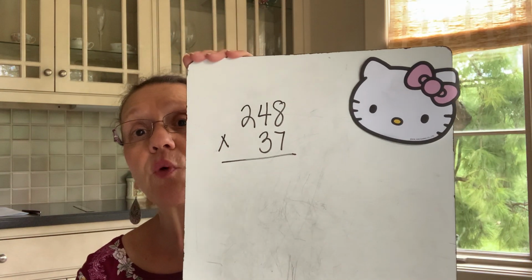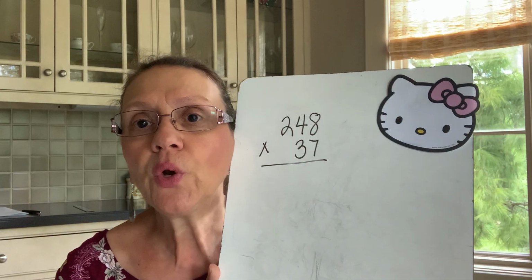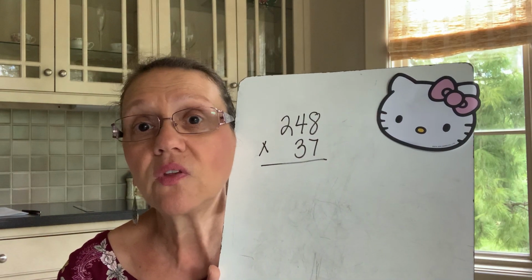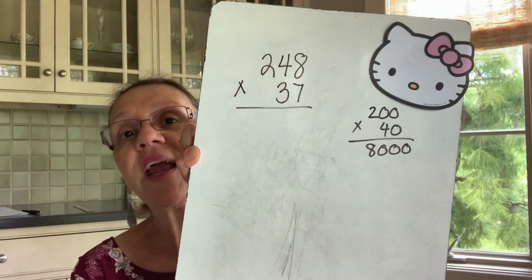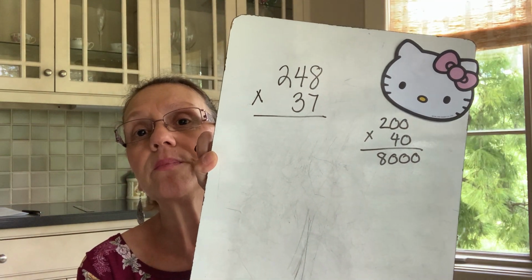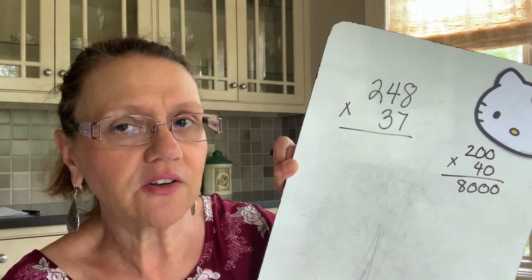So here's the question we're going to be doing. 248 times 37. What? It's not that hard. First step, quick and dirty ballpark estimate. I'm going to use compatible numbers. I'm going to say 200 times 40, which gives me 8,000. I know my answer is going to be in the thousands. This little step will save your life a lot of times.